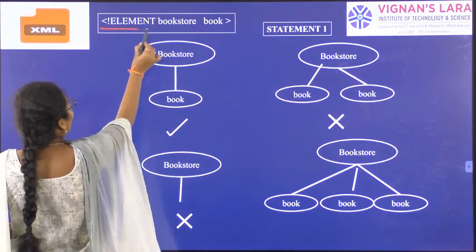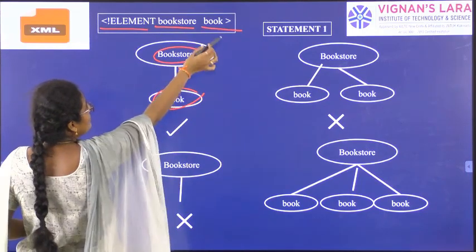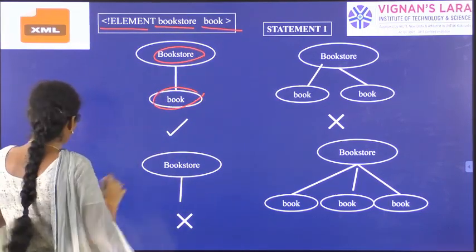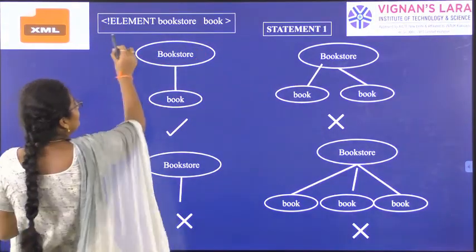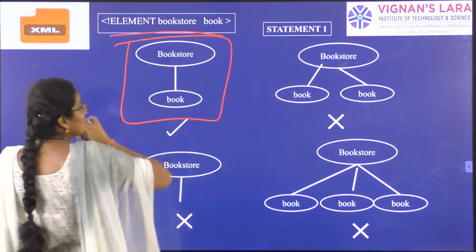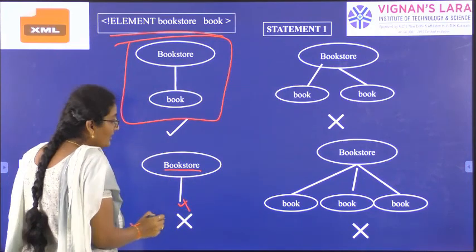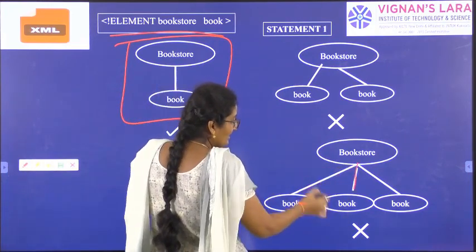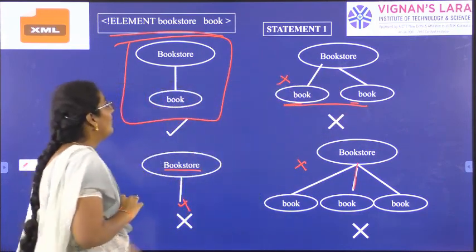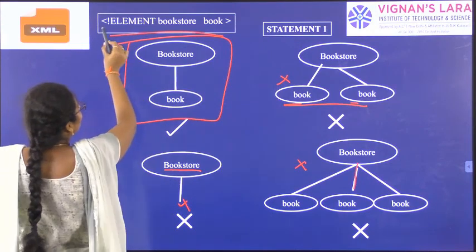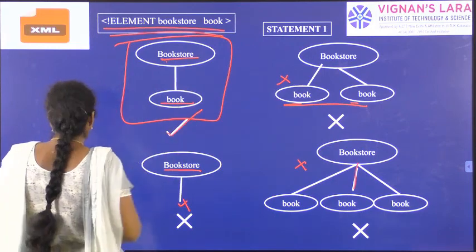So see here: element name, element type. Bookstore, book. You can represent it like this because you don't have any symbol there, but the other three ways you cannot represent. You can only represent this statement in this way because you are not using any symbol. Bookstore left empty is not good. Bookstore having multiple books is not good. Bookstore with two sub-elements is also not correct. The only correct way, since you have not used any symbol, is bookstore directly containing one single book.